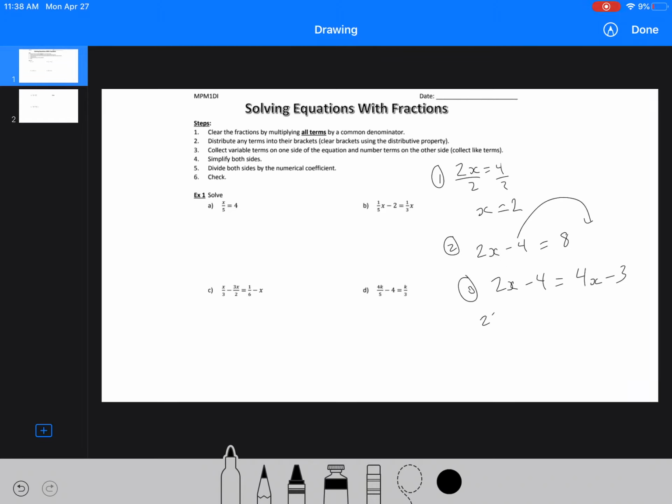And then after that, we did questions where we had brackets, and we solved questions that looked like this. We've just kept adding one step every time, and today's the last step that we're going to add. Today we're going to be talking about fractions inside of our equations.